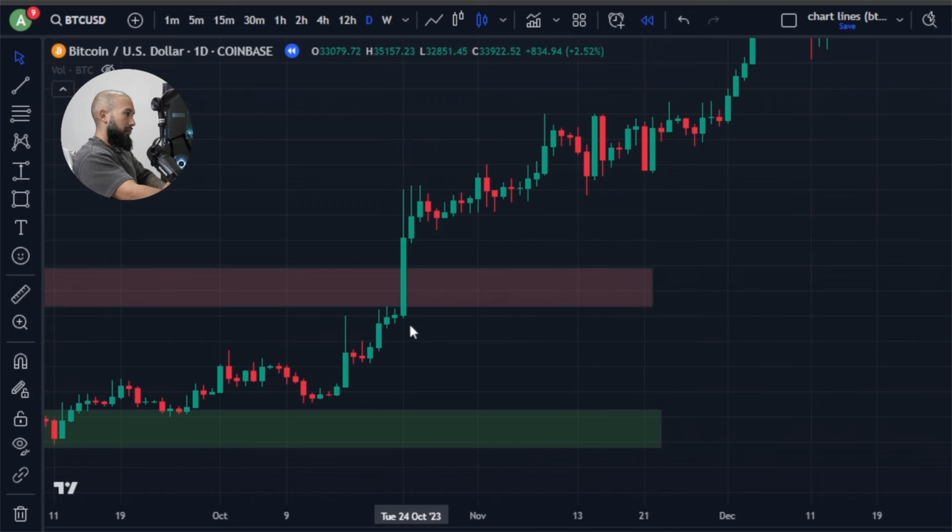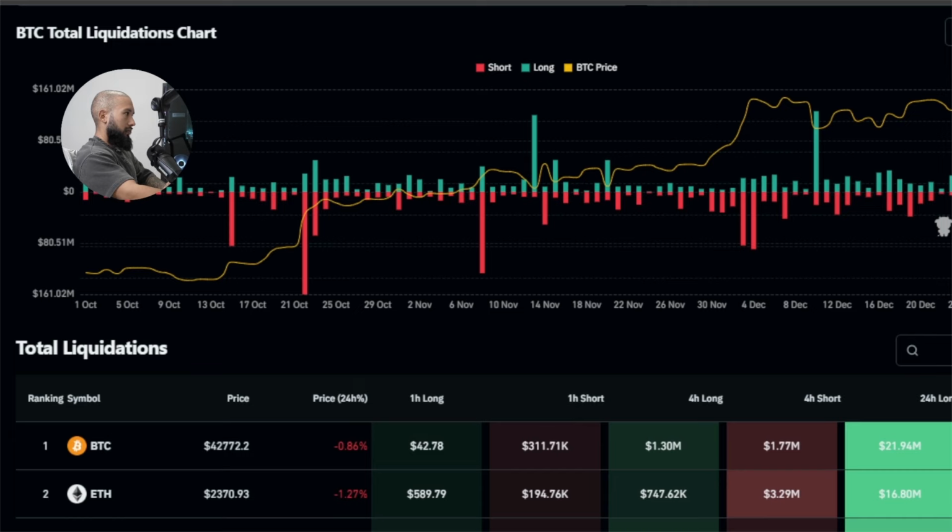And if we look here, this trade occurred on the 23rd of October. I'll go over to CoinGlass, and I'm looking at the BTC total liquidations chart. So this information is pretty much public data. As we know, Bitcoin operates on a public ledger and it's an open source network, so the majority of trading information is public knowledge.